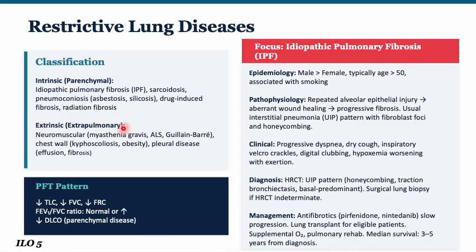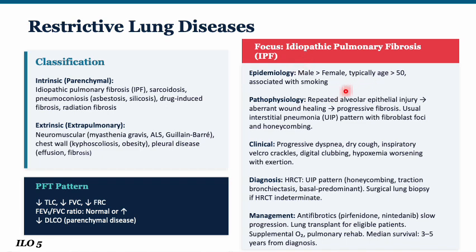Extrinsic, which is extrapulmonary, can be due to a neuromuscular event such as myasthenia gravis, ALS, Guillain-Barré, some type of chest wall disorder like kyphosis or obesity, or pleural disease such as an effusion or fibrosis. So I'm going to focus a little bit more on idiopathic pulmonary fibrosis.